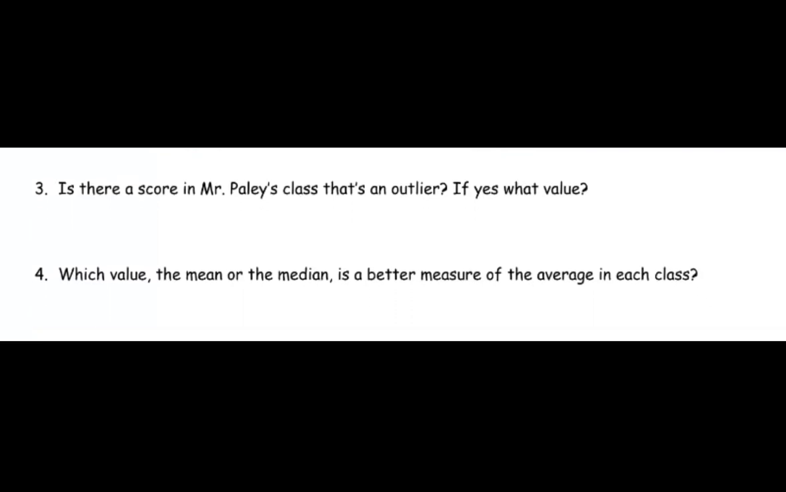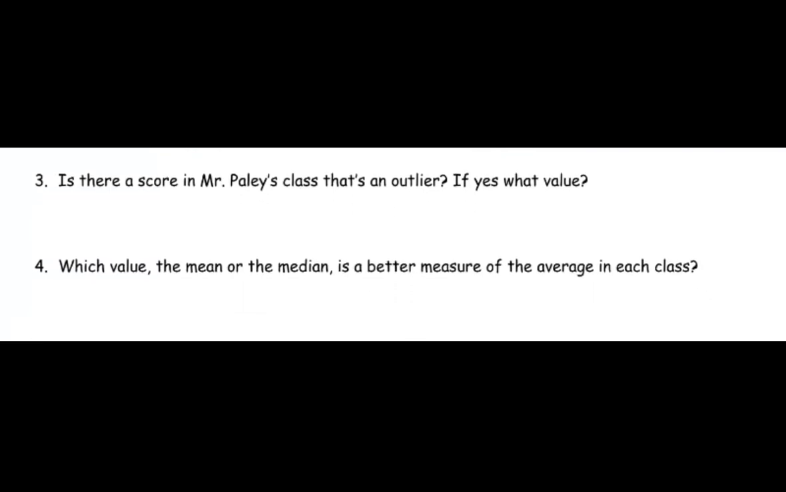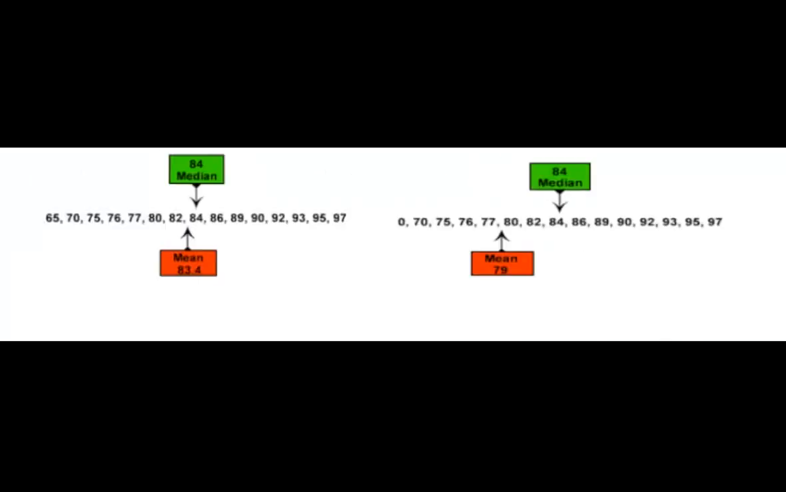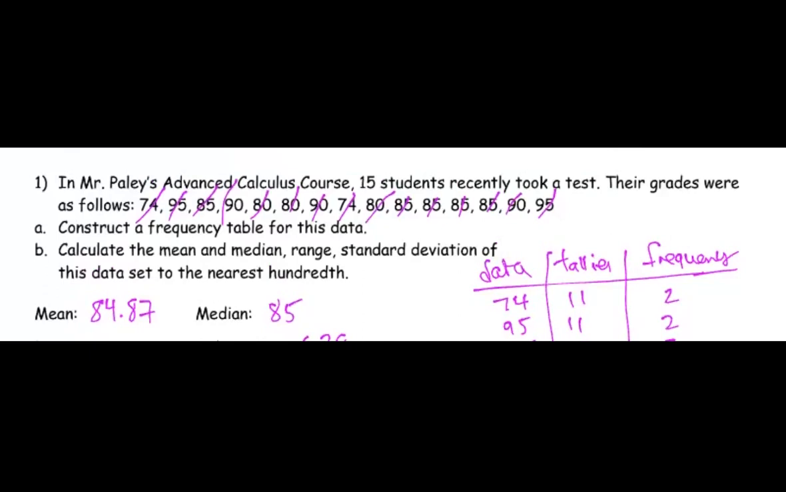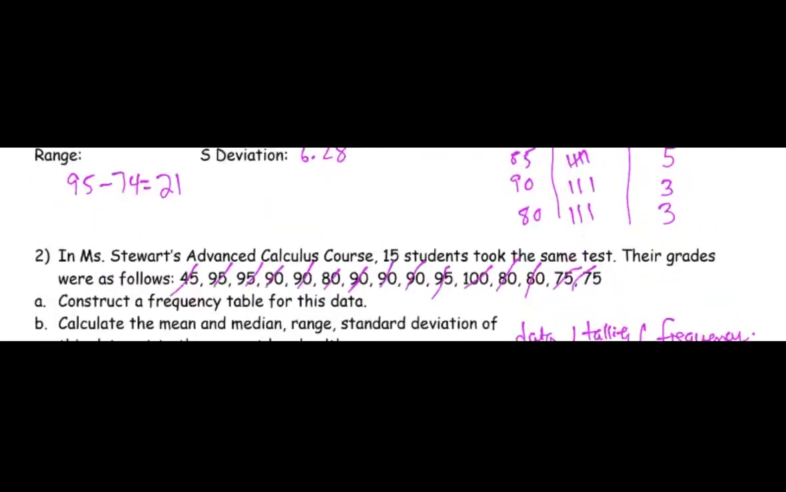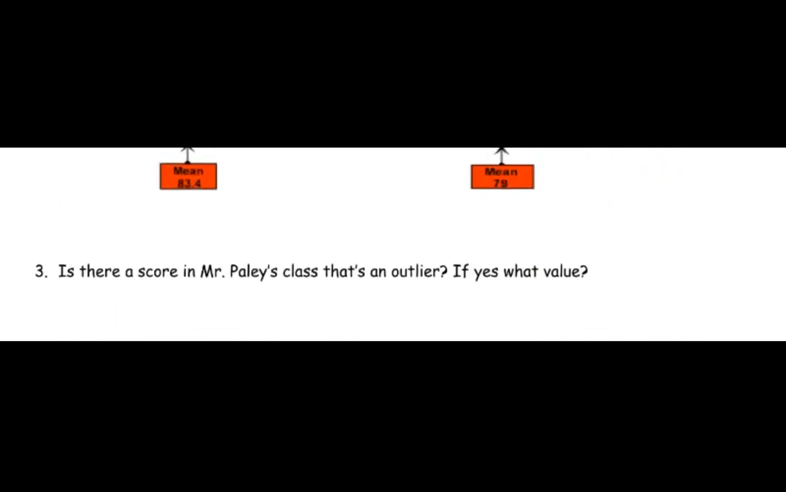Is there a score in Mr. Paley's class that is an outlier? If yes, what value? So let's go back and look at Mr. Paley's values. If you look at the values, you will see that the values are close to each other. There is no value that we can consider as odd. So I would say that Mr. Paley's class doesn't have an outlier. Okay, so no.